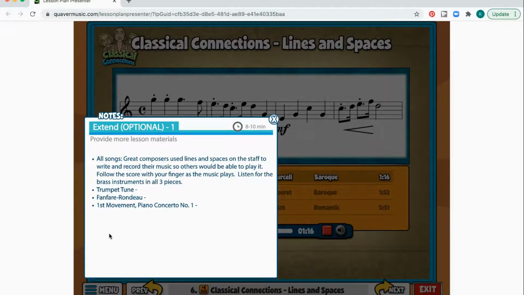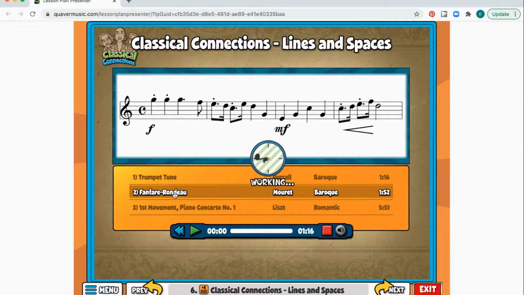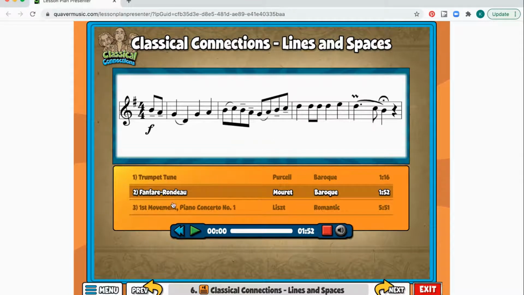We are now going to listen to some classical music to make some classical connections for lines and spaces. Great composers used lines and spaces on the staff to write and record their music so others would be able to play it. Follow the score with your finger as the music plays. Listen for the brass instruments in all three pieces. On the screen here, you can see the music up at the top, and it will change for each song that we listen to.